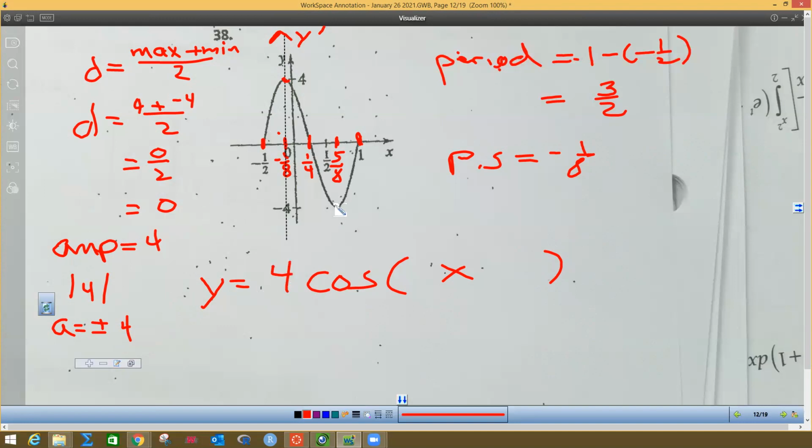Positive 4. Now, if I had to move my y-axis over to here and I start at a minimum, that would make that negative 4. Do you see the difference? So if you start at the min, you got to make your A negative. If you start at the max, your A stays positive for cosine. Are we thumbs up on that? Everybody show me one or the other.